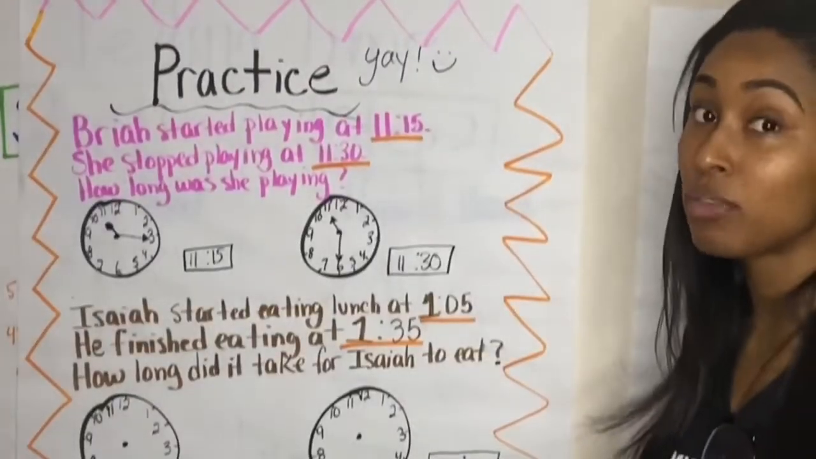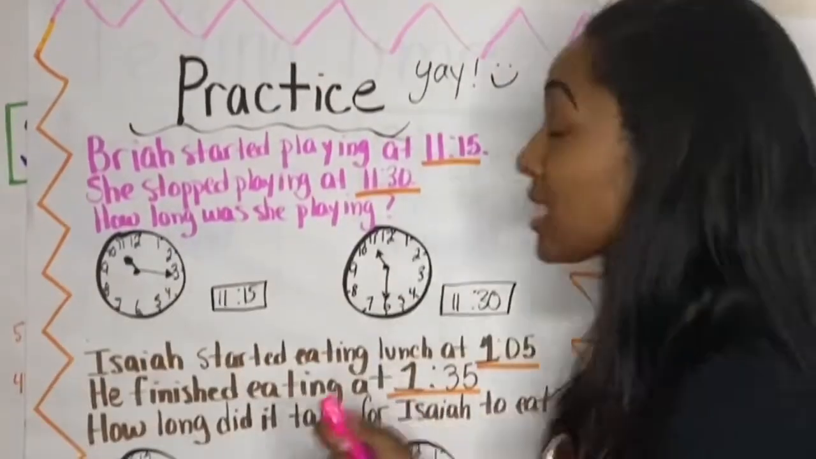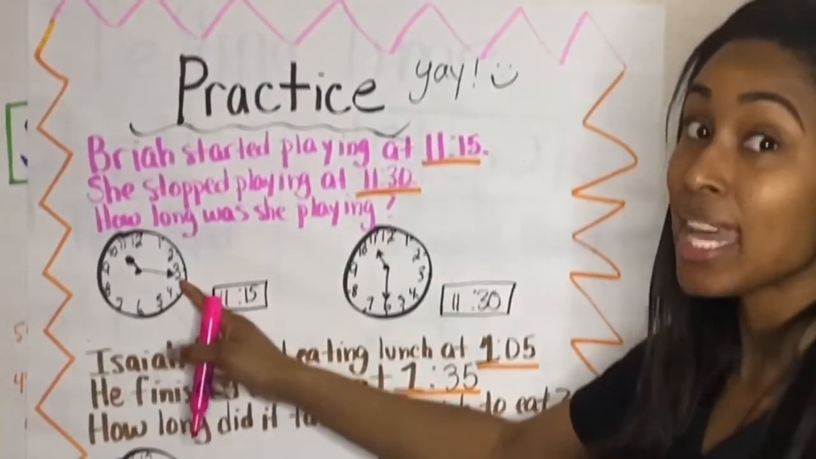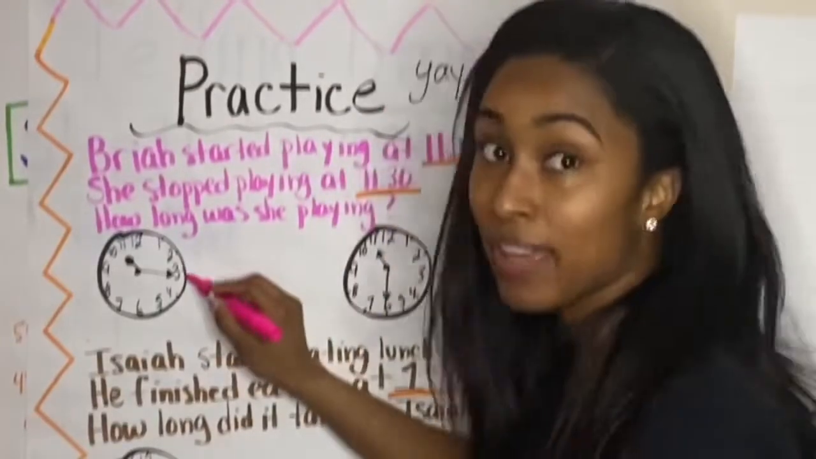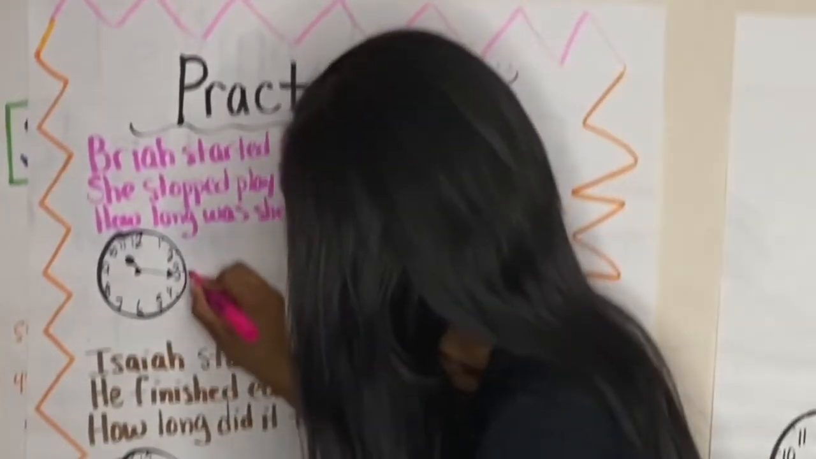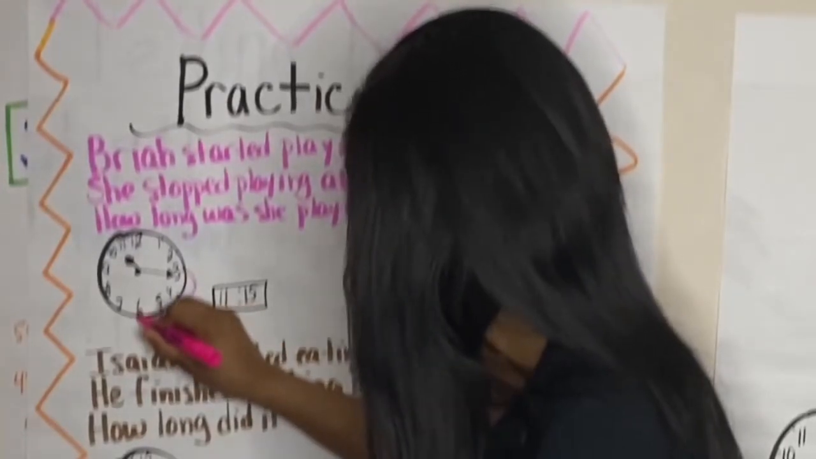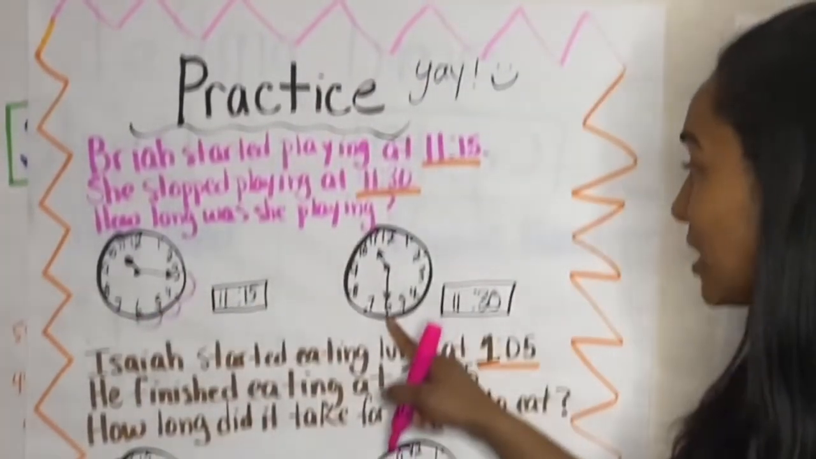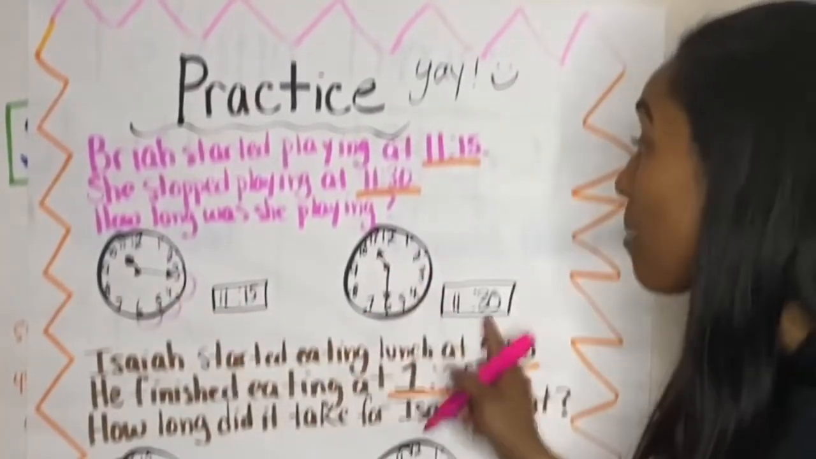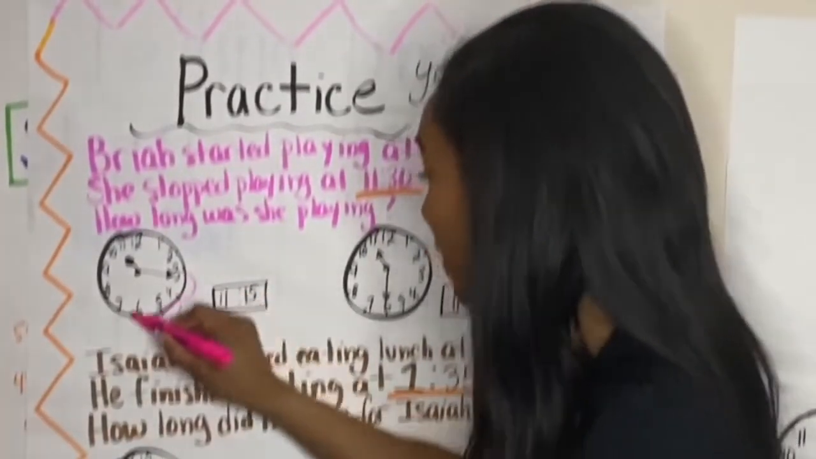Now I need to count as I move to figure out how much time passes from 11:15 to 11:30. Now let's count by fives. I'm starting at 15. I need to go all the way to 30. Remember, from one number to the next. 5, 10, 15. I stopped at 11:30. Remember, my beginning time is 11:15. I have to stop at 11:30. So I counted 5, 10, 15.